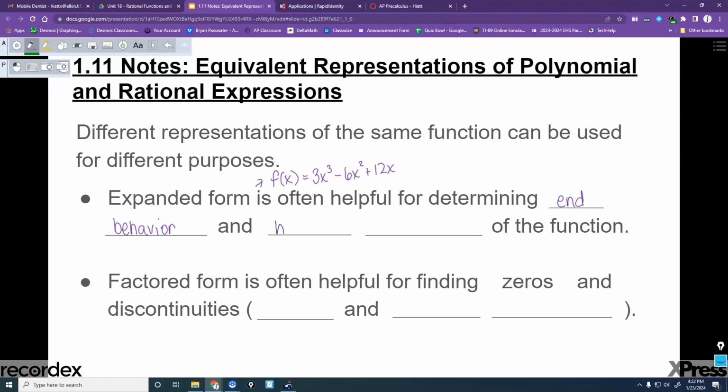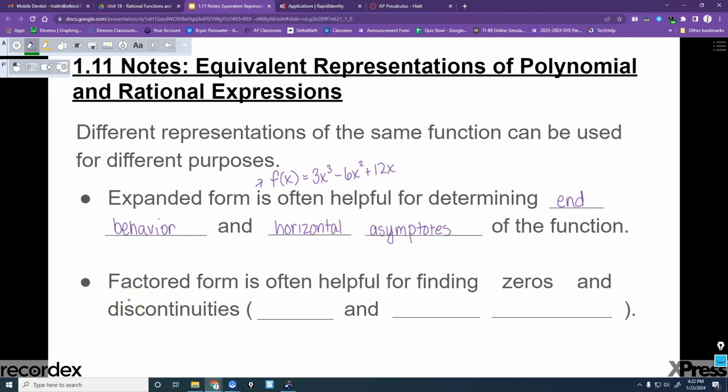And the horizontal asymptotes of a function. This is often helpful. Obviously, this does not have a horizontal asymptote, but in rational functions it may.